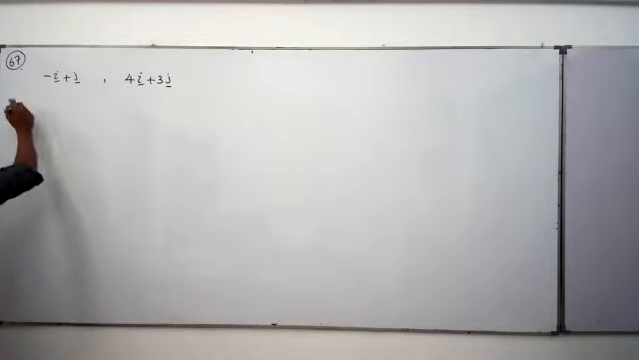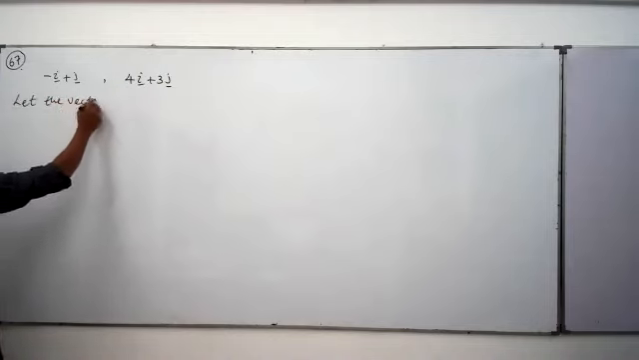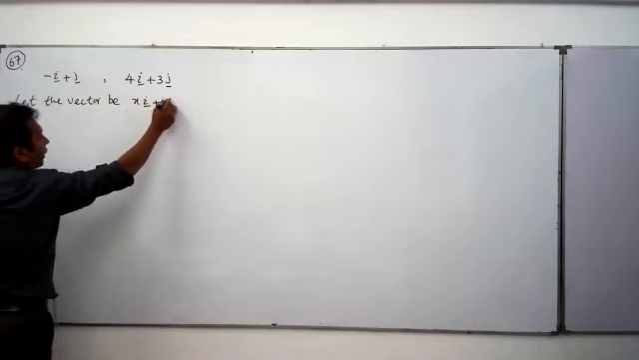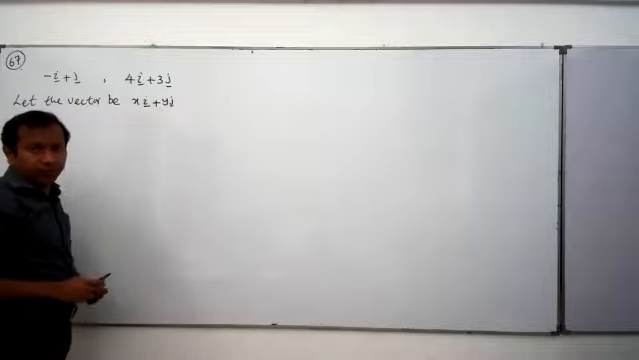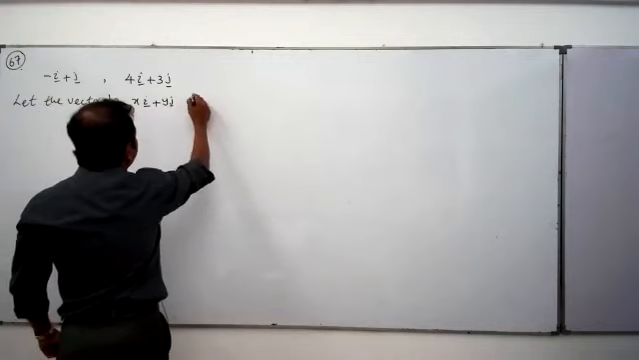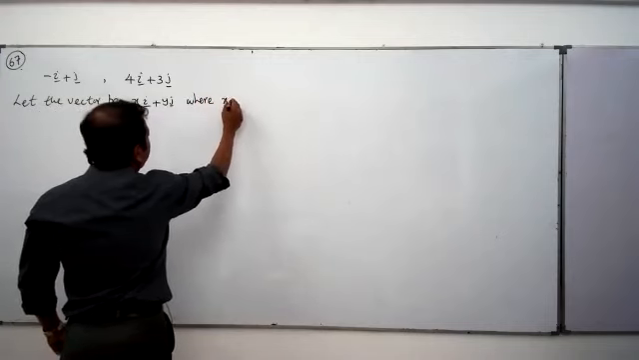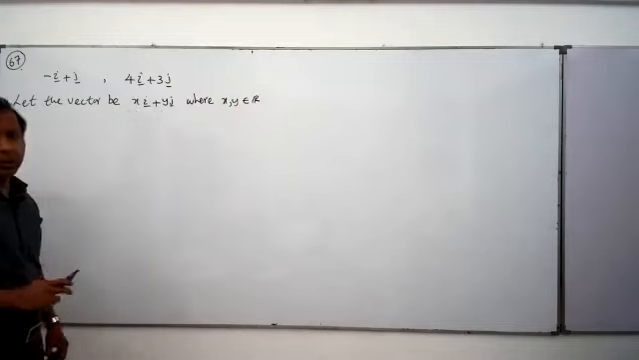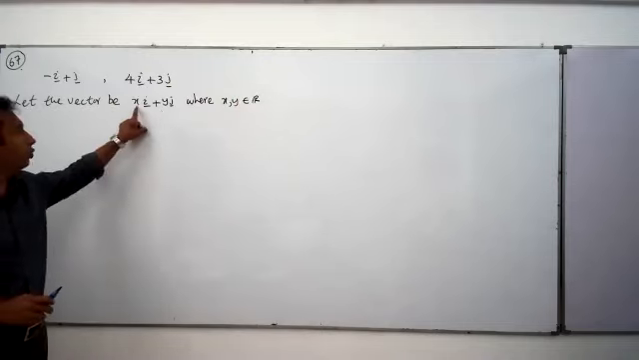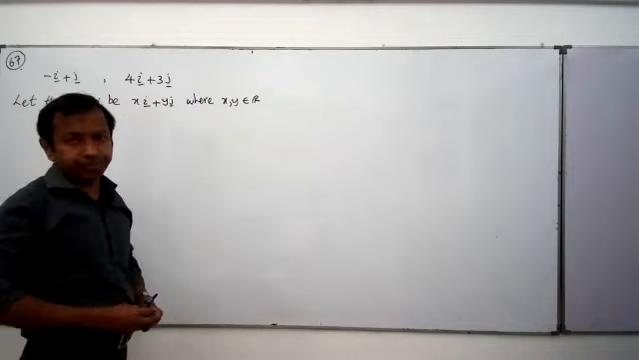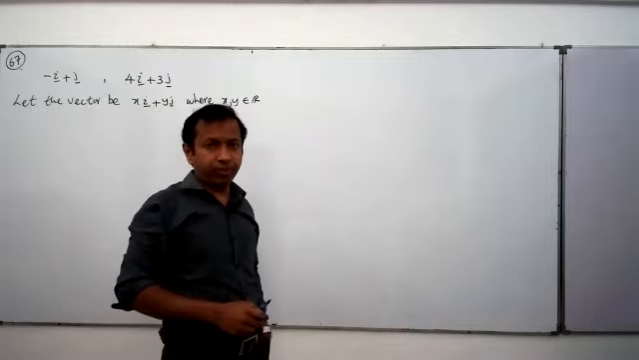Let the vector be xi plus yj. You know this x and y are two real numbers, no? Where x, y are real numbers. This way we have to assume. Then in order to know the vector, we should find this x and this y, the two real numbers x and y we have to find. Then we know that vector.